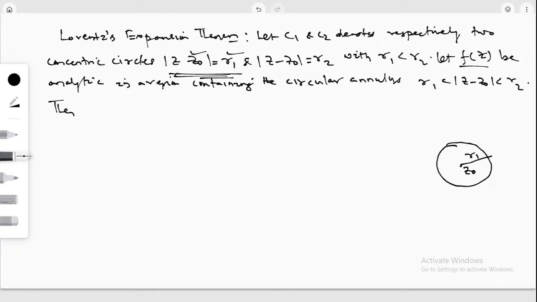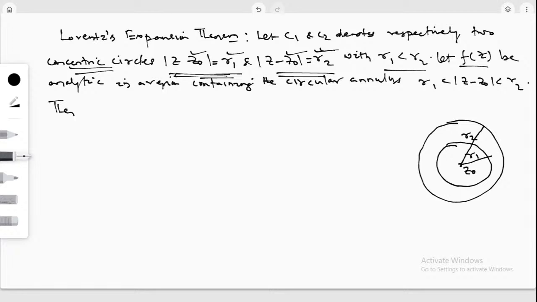Let's come to the second circle. Its center is z0 and radius is R2. It is a concentric circle. Concentric means common center, that means both have the center z0. So the second circle has center z0 and radius R2. So this distance is R2.